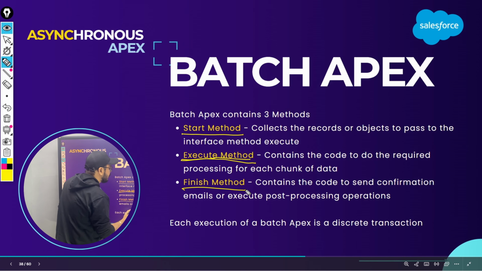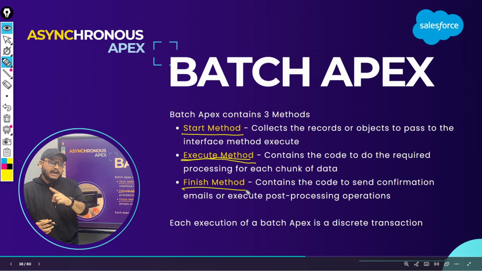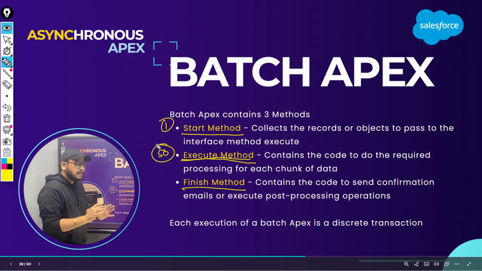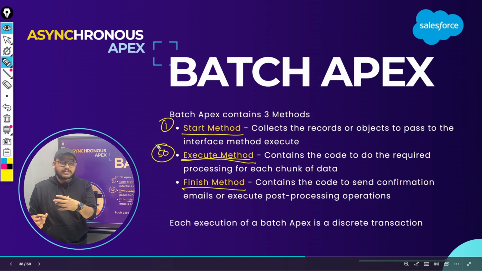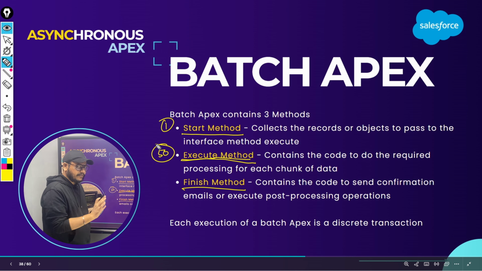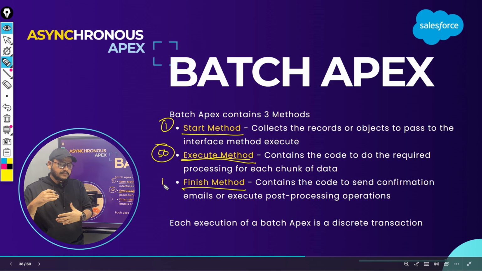And then the finish method. The finish method is basically used for executing any code which you want to execute at the end of all batch executions. So if there are 50 batches, the start method will run once, and the execute method will run 50 times. How many batches, the batch size, etc., we can define as well. We will discuss that in a while. So if there are 50 batches getting executed, the execute method will run 50 times, and then the finish method will get executed once after all the 50 batches have been executed.